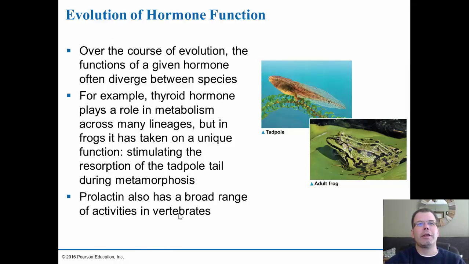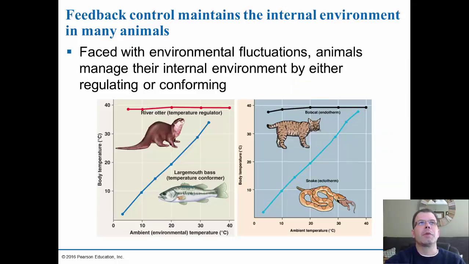We also see prolactin has a broad range of activities in other vertebrates as well, and you can look that up. But typically in mammals, it has to do with secretion of milk in the breast tissue, and again, that's another one that we see. Now, feedback control maintains the internal environment in many mammals, or animals, I should say.